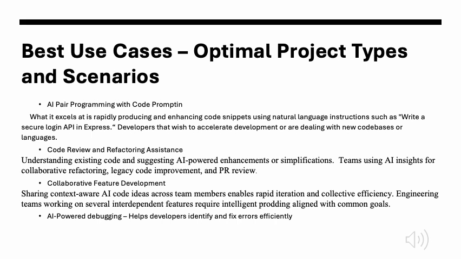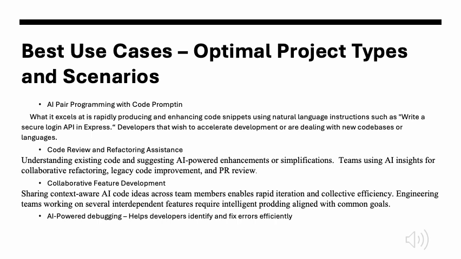The second one we will say is a code review or refactoring assistant, understanding existing code and suggesting AI-powered enhancements or specifications. Teams can use AI insights for code that they might not go through again and again, and they can easily use AI to get an idea about it and get suggestions quicker than a human might take to review the code.